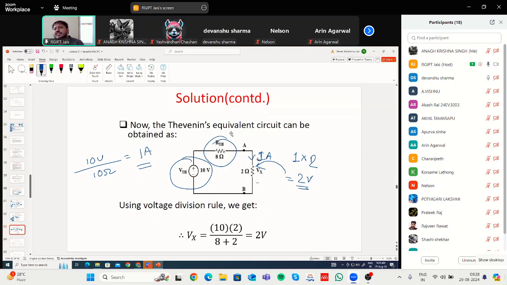And you can find the equivalent resistance, RTH. The moment you have VTH and RTH, you just draw the Thevenin's equivalent circuit. That means RTH will be connected in series with the VTH, and you reconnect the load resistance. If you do that, it will be very simple. Simply find out the current flowing, and you can find the voltage across the load also, just by multiplying the current flowing by the load resistance value.